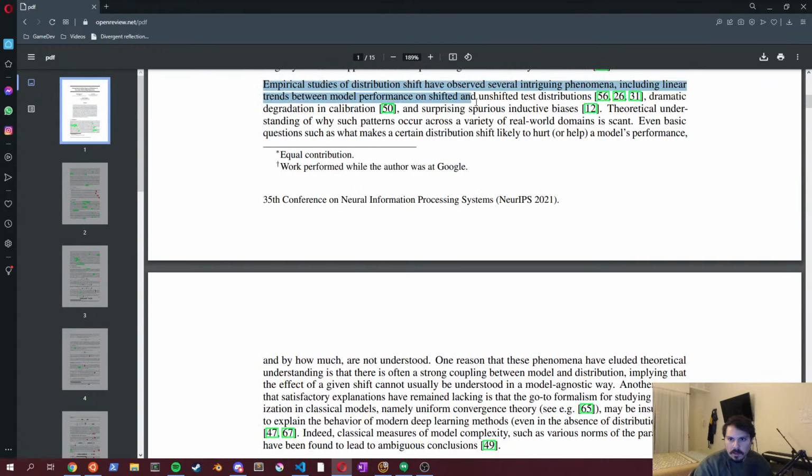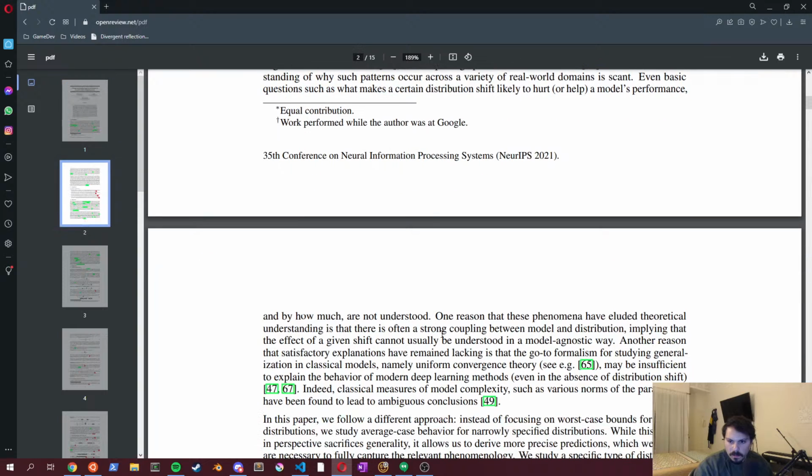Empirical studies of distribution shift have observed several intriguing phenomena, including linear trends between model performance on shifted and unshifted test distributions, dramatic degradation in calibration, and surprising spurious inductive biases. Theoretical understanding of why such patterns occur across a variety of real-world domains is scant. Even basic questions, such as what makes certain distribution shifts likely to hurt or help a model's performance, and by how much, are not understood.